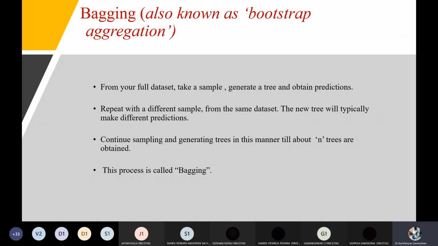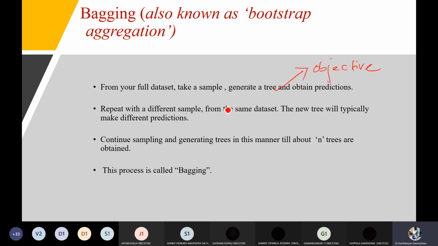There are two techniques I told you: one is random forest, another one is bagging. Bagging is also known as bootstrap aggregation. We will use this bootstrap aggregation in random forest. From your full data set, take samples, generate the tree and obtain the prediction. That is our primary single-line objective. We take samples from the data set, then generate the tree, then obtain the prediction.